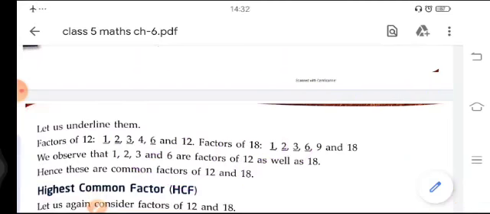Okay. So first we will learn what HCF is, that is the highest common factor. In the highest common factor, or HCF, we find the greatest number that divides the given numbers, the greatest number that is divisible by the common factors. There are two methods to find the HCF. First is the prime factorization method and the second is the common divisor method.